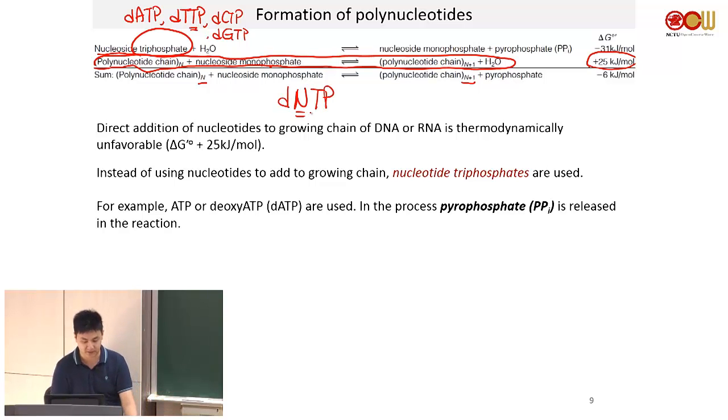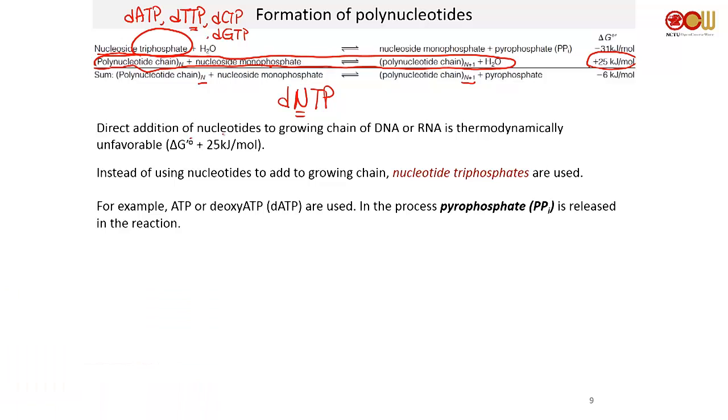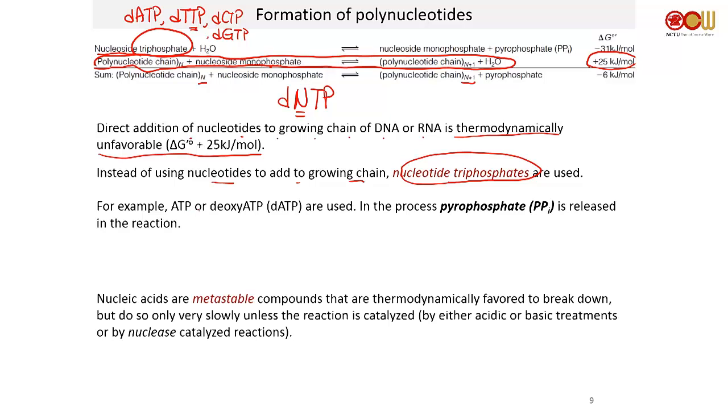N can stand for whatever. Okay? So direct addition of nucleotides to a growing chain of DNA or RNA is thermodynamically unfavorable. So instead of using nucleotides to add to a growing chain, we actually use nucleotide triphosphates. That you have to know, because if you want to directly add a nucleotide onto it, the energy is not high enough for you to do this chemistry. So you have to use nucleotide triphosphate. For example, ATP or deoxy ATP are used, and in this process you liberate pyrophosphate. The release of the pyrophosphate is a favorable thing that happens.